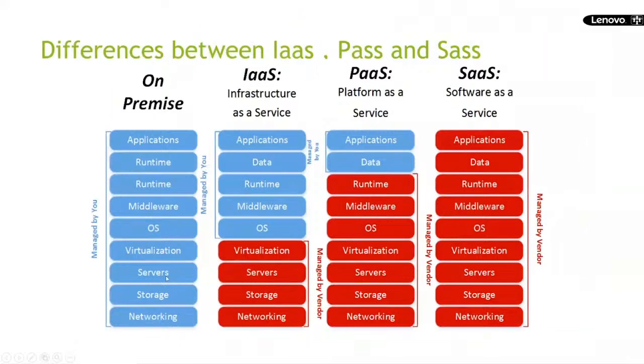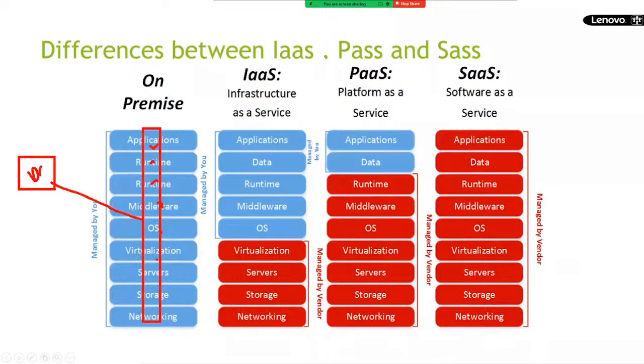Okay, in on-premises, as I said, networking, storage, virtualization, OS installation and configuration, management, runtime, application deployment, everything we have to take care of. To maintain everything, we require what? Data center. What is that, guys? Data center. Okay, this is what on-premises is.